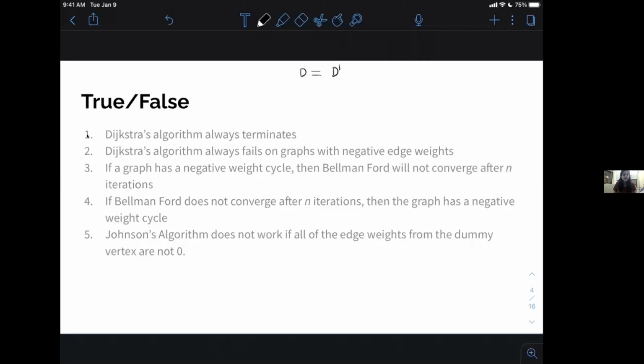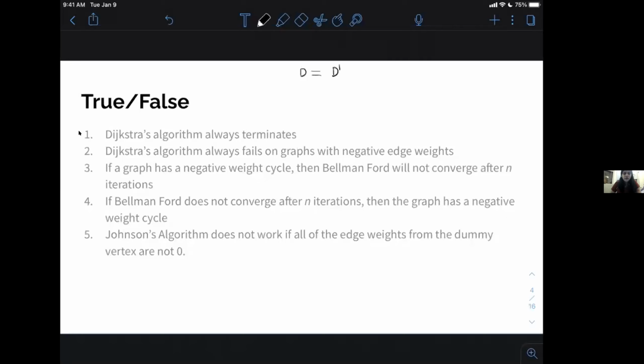Yeah, that's a good question. So back to point 4, if the graph does not have a negative weight cycle, then any shortest path has to be simple, meaning that it doesn't need to use a cycle. And then that means every shortest path would have at most n-1 edges. So then it's guaranteed to converge before n iterations.